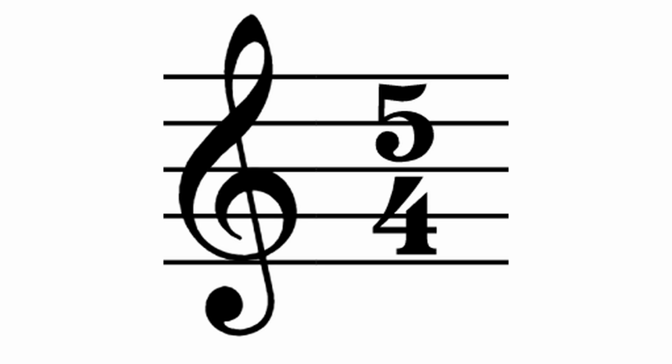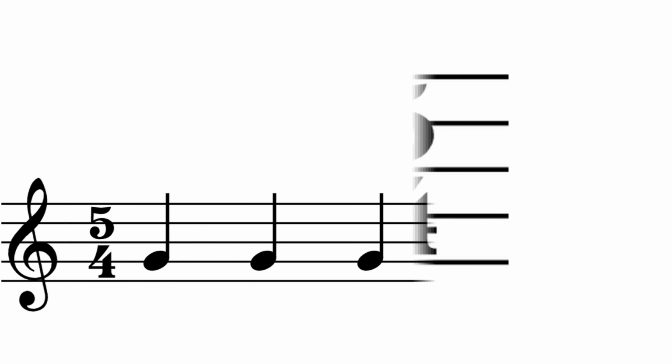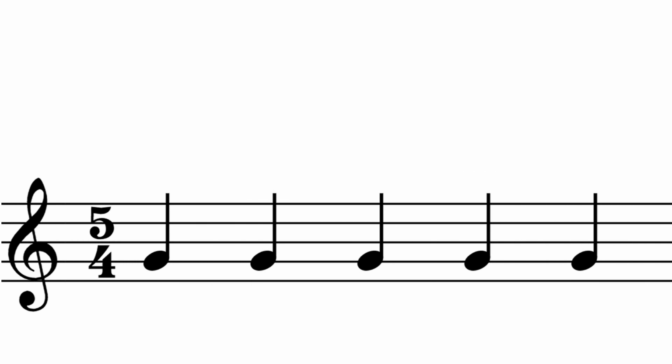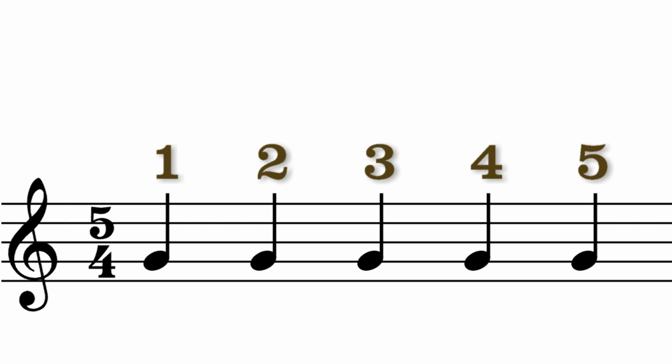Something important to know about asymmetric meter is that notes are often grouped in smaller sets. So for example, in 5/4, we rarely just hear 1, 2, 3, 4, 5, 1, 2, 3, 4, 5. Oftentimes, notes will be paired up in groups of 2 and 3. So we might have 2 plus 3, which we would hear as 1, 2, 1, 2, 3, 1, 2, 1, 2, 3. Or we might have 3 plus 2, which would sound like 1, 2, 3, 1, 2, 1, 2, 3, 1, 2.